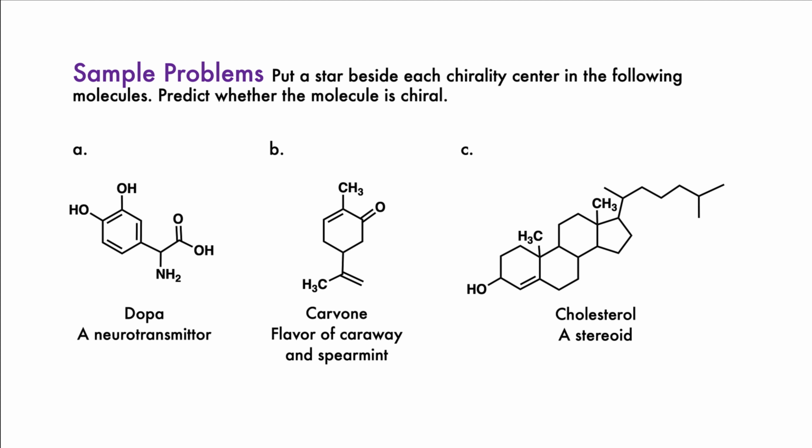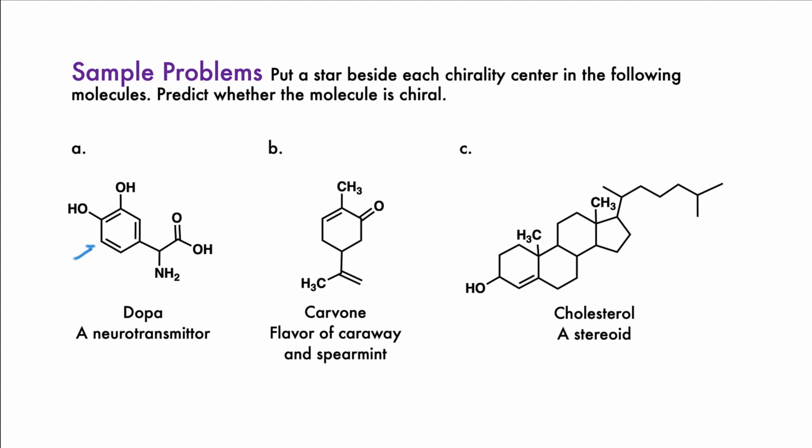Pause and give these sample problems a try. Put a star beside each chirality center in the following molecules. Predict whether these molecules are chiral. First, let me point out that double bond carbons can never be chirality centers because they don't have 4 different groups attached. In the first molecule, dopa, which is an endogenous neurotransmitter, there is only 1 carbon with 4 groups attached. So dopa has only 1 chirality center, and dopa is chiral.